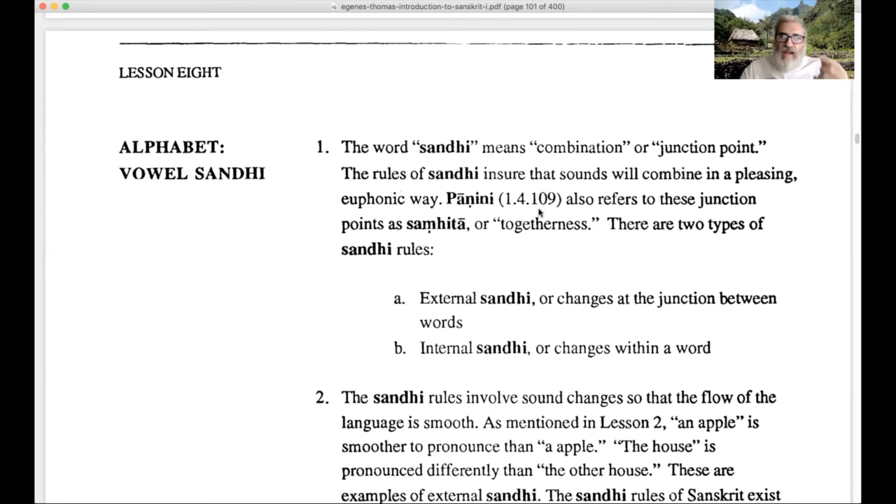In his first chapter, fourth section, 109th sutra, he also refers to these junction points, or sandhis, as samhita. Samhita means togetherness. Normally people say sandhi. Sometimes people say samhita. Samhita means togetherness.